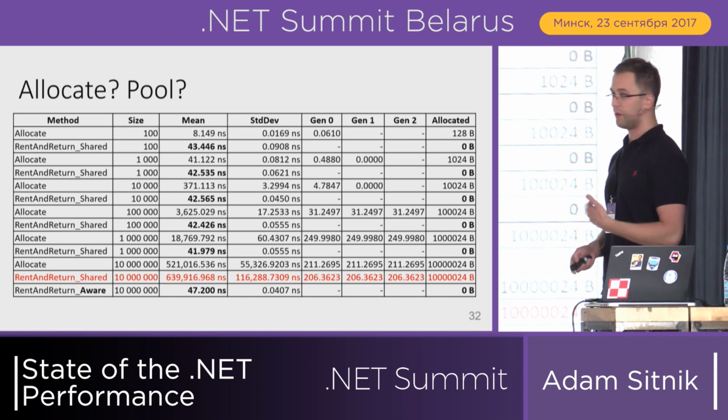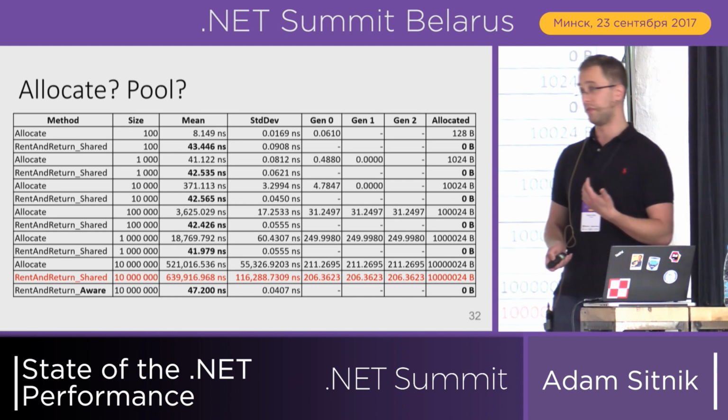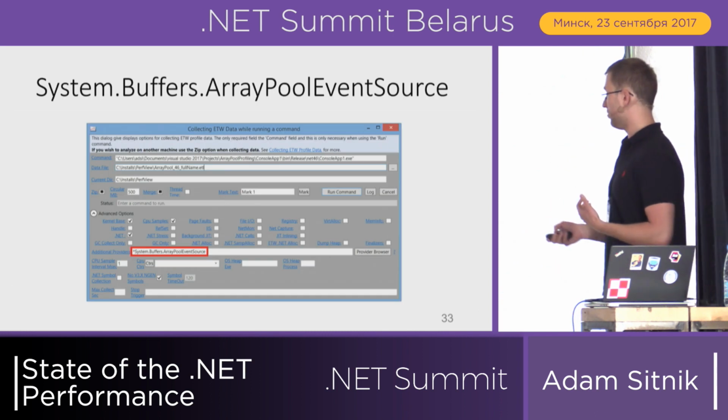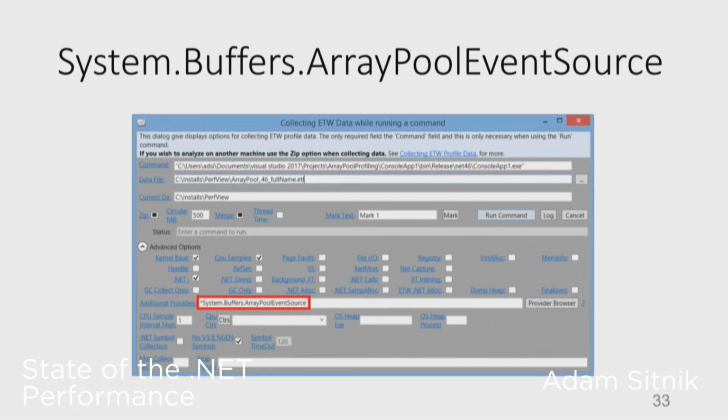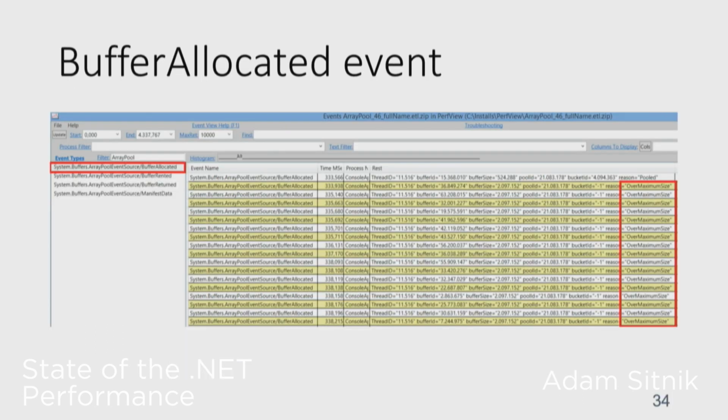And how can we find out if it's a problem with our application? So we have a new namespace in ETW events. It's System.Buffers.ArrayPoolEventSource, and we can use some of the existing profilers like PerfView to just watch for this event, BufferAllocated. This event means that you wanted to rent the memory, but we allocated the memory for you because it was bigger than the pool itself. So if this event is common in your application, you should most probably create a custom pool.